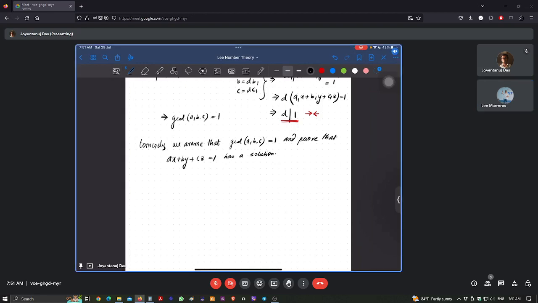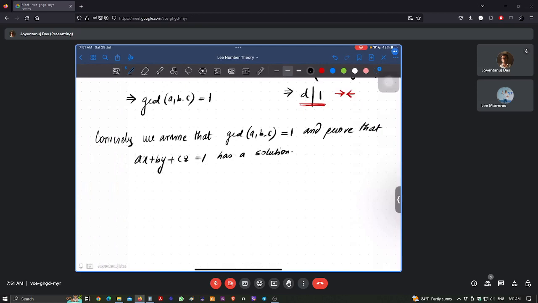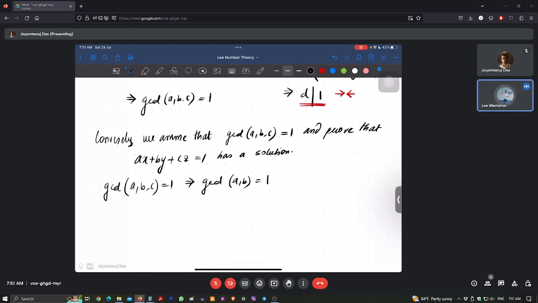So the thing is, we know that for two variables we have a solution. So GCD of a, b, c equals 1. So this will automatically imply that GCD of a, b is also 1, right? I don't know that for a fact. You could have, let's say, 15 and 7, and the GCD would be 1.